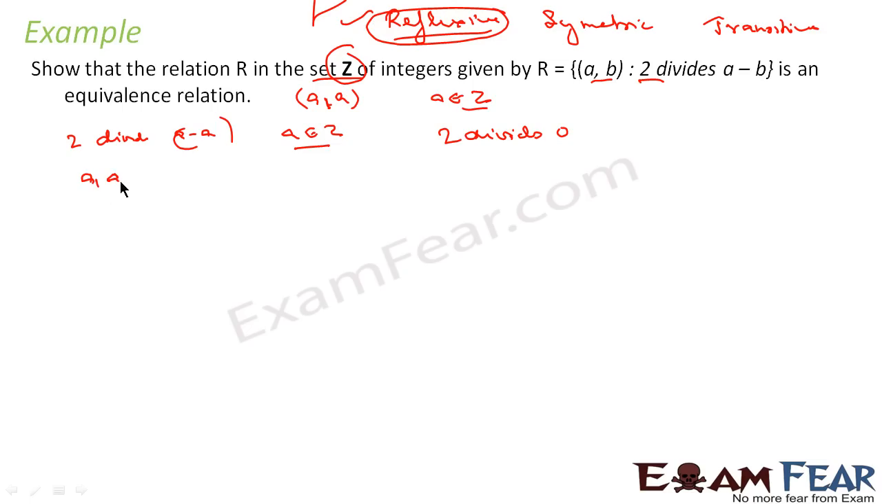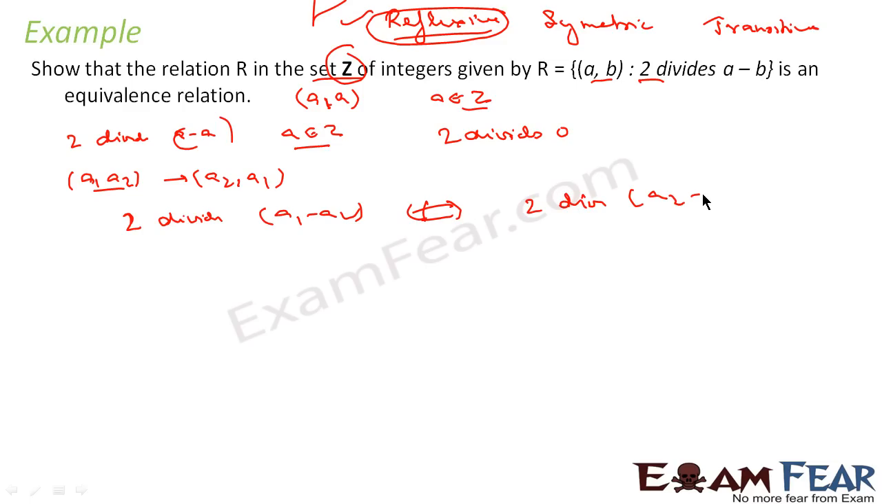Symmetric says that if (a1, a2) exists, then (a2, a1) should also exist. That means if 2 divides a1 minus a2, because there is the element (a1, a2), that implies that 2 also divides a2 minus a1. See, if a1 minus a2 is 4, a2 minus a1 will be minus 4. So if 2 divides this, it will also divide that.